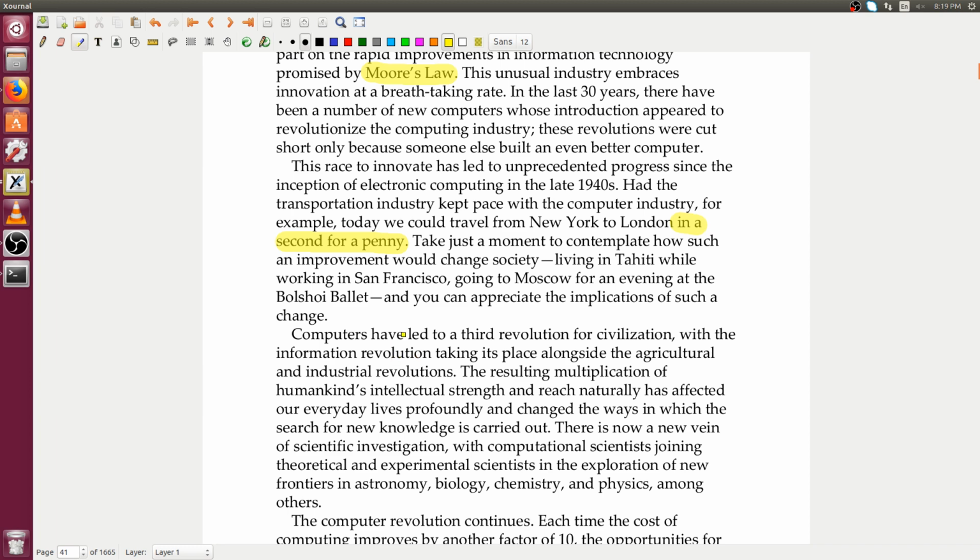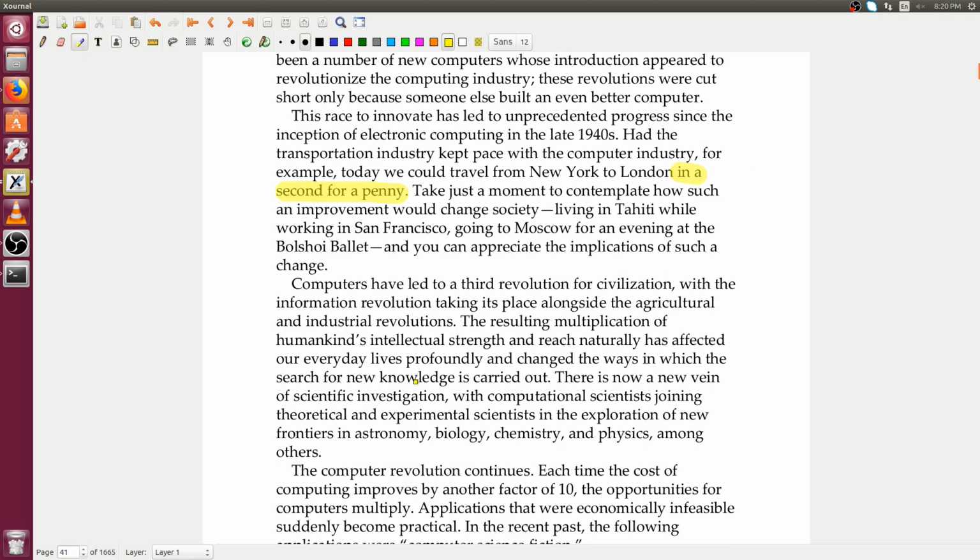Okay. Computers have led to a third revolution for civilization, with the information revolution taking its place alongside the agriculture and industrial revolutions. This is true. See how fast things have moved as far as data science. How many job titles do you see of data science nowadays? A lot. There's a lot of data scientists out there now.